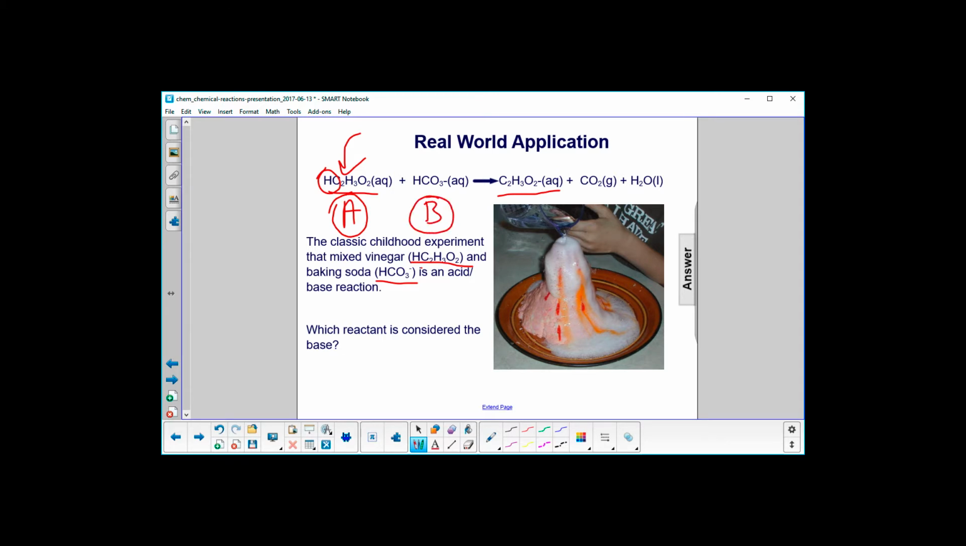Now, it looks like this also lost a hydrogen, but it really didn't, because that HCO3 is decomposing into carbon dioxide and water. So this is your base, and the vinegar is the acid.